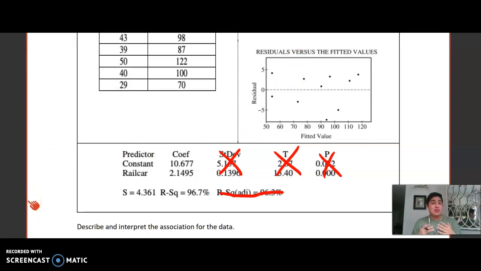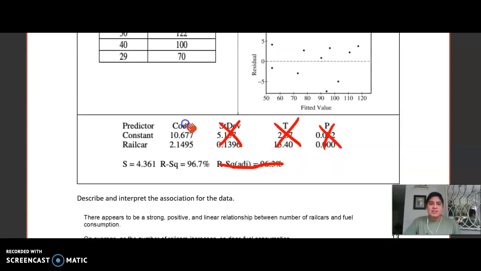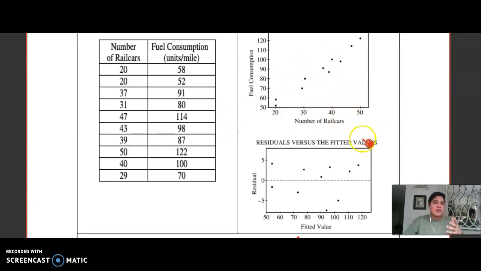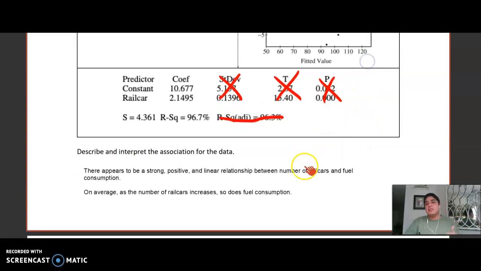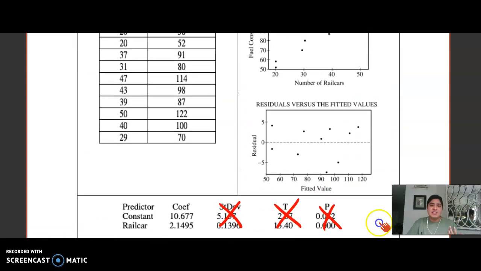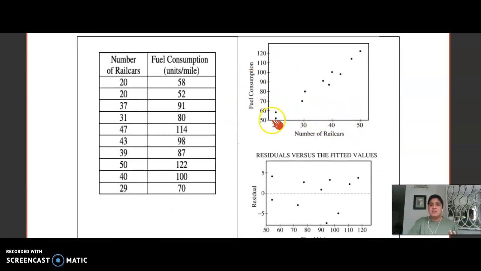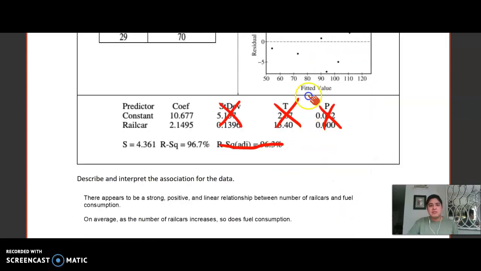Alright, so hopefully not too complicated, but let's go through and make sure that our interpretations are pretty much good to go. So here, I already kind of verbally said it, but here is what it would look like in a written response. There appears to be a strong positive and linear relationship between the number of rail cars and fuel consumption. On average, as the number of rail cars increases, so does fuel consumption. Again, on average. Not always, but most times.